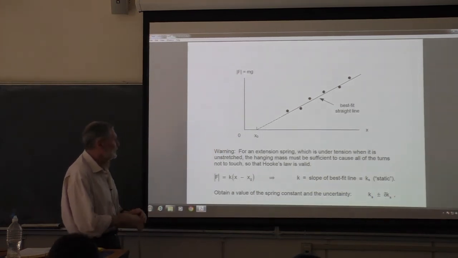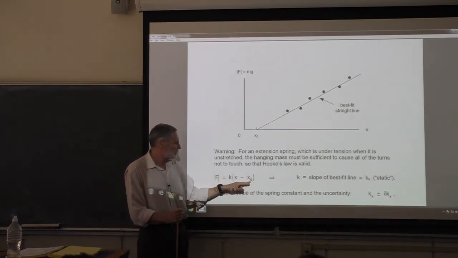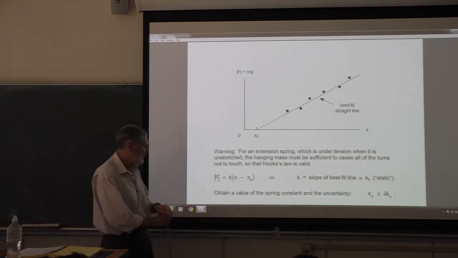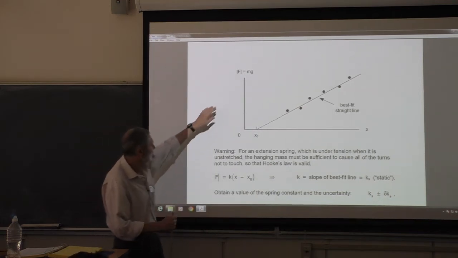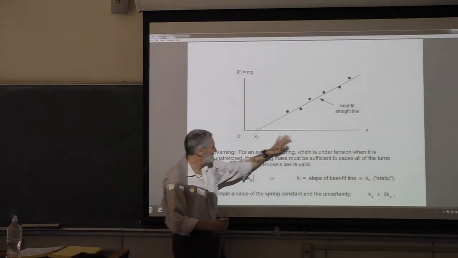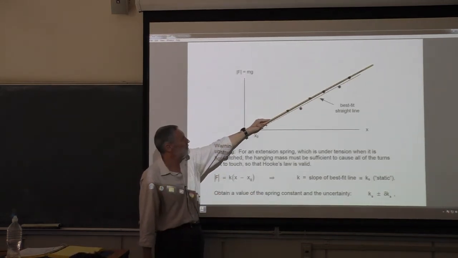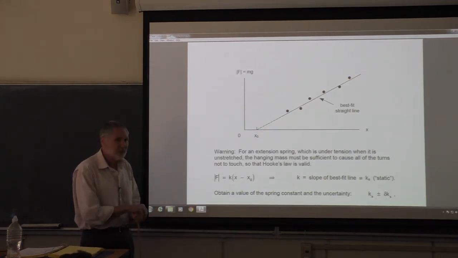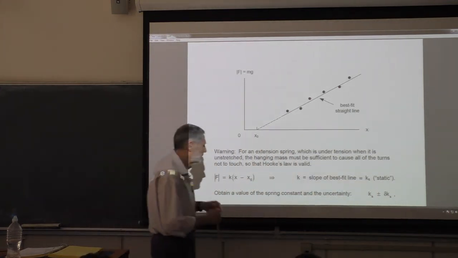So what do we do with this? Well, Hooke's law tells us this is the effective unstretched length of the spring. The force is proportional to the displacement of the spring from its unstretched state, and this is our statement of Hooke's law. We've got forces on the y-axis, x is down here. If we plot the data like I've shown here and find the best fit straight line, that will be our best estimate of the spring constant. We're going to call that K sub s, for static.